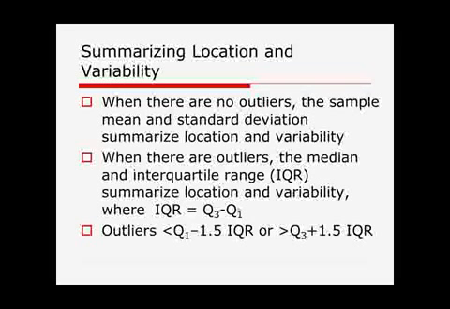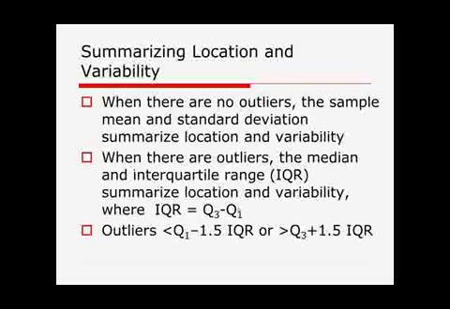Q3 is the third quartile. That's the value that separates the top 25% of the data from the rest. And Q1 is the bottom quartile, or the first quartile. That separates the bottom 25% of the data from the rest. Sometimes people call the median Q2. If Q1 is the value that cuts off the bottom 25% and Q3 the top 25%, Q2 is the median, and that falls in between.